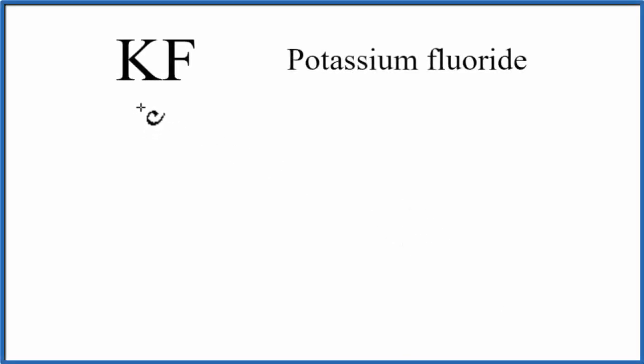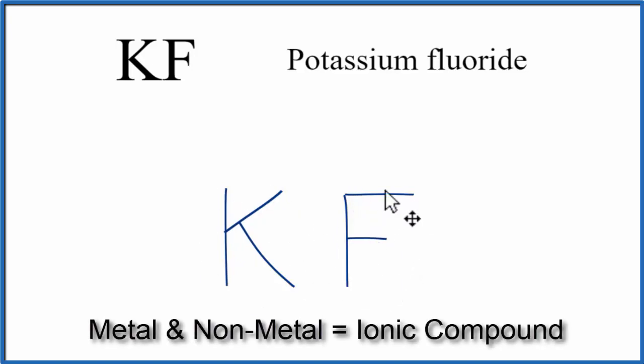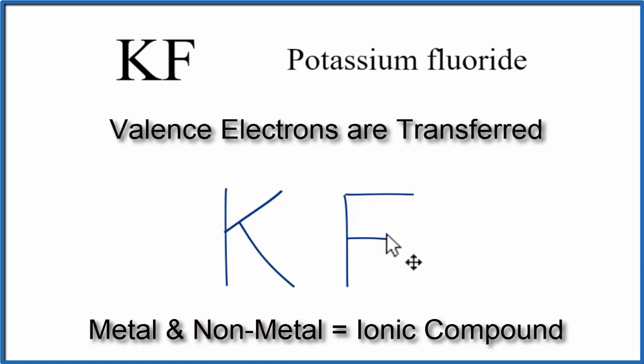To write the Lewis structure for KF, potassium fluoride, let's first write K and then F. Potassium, that's a metal, and then fluorine, that's a nonmetal. When we have a metal and a nonmetal, we have an ionic compound. In ionic compounds, when they bond, valence electrons are transferred.